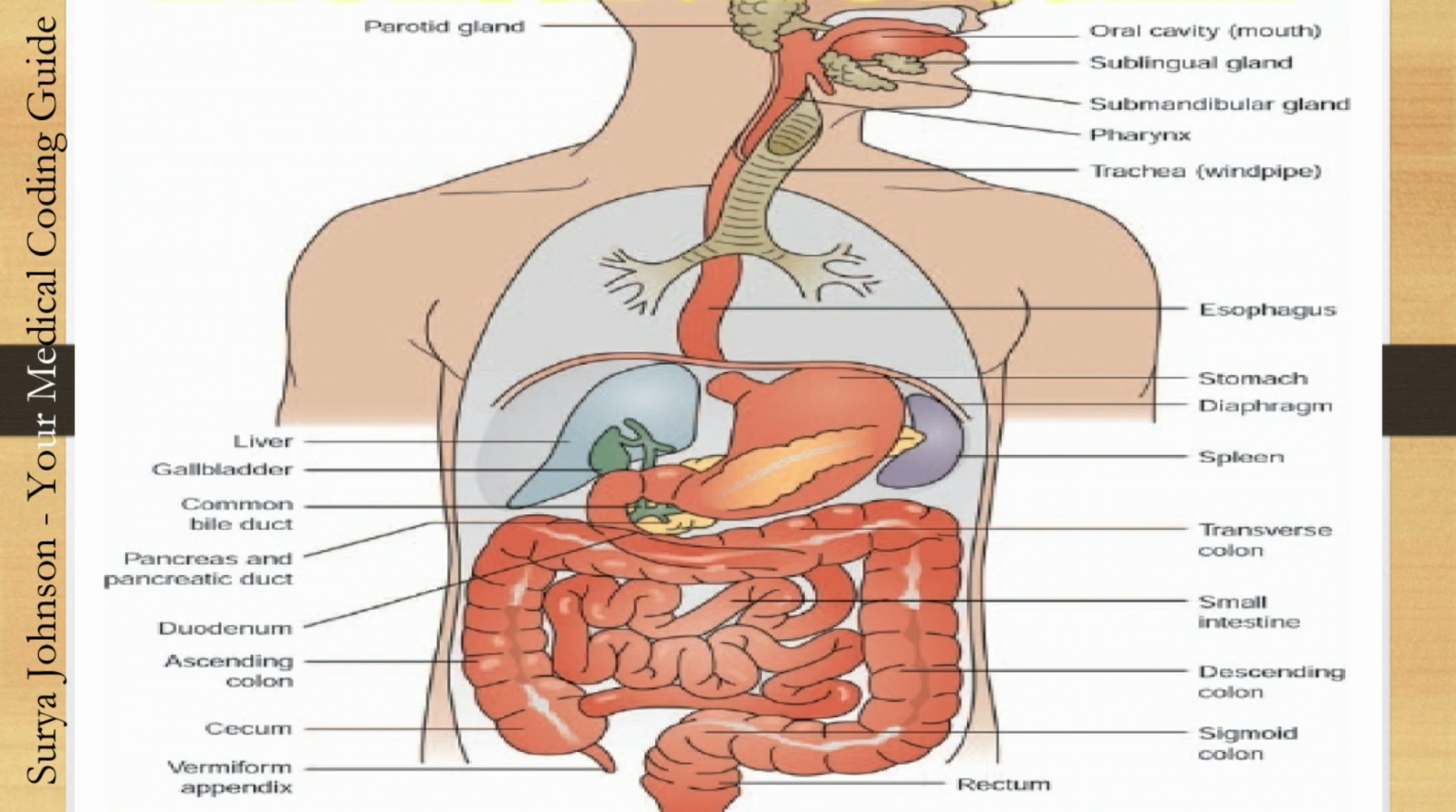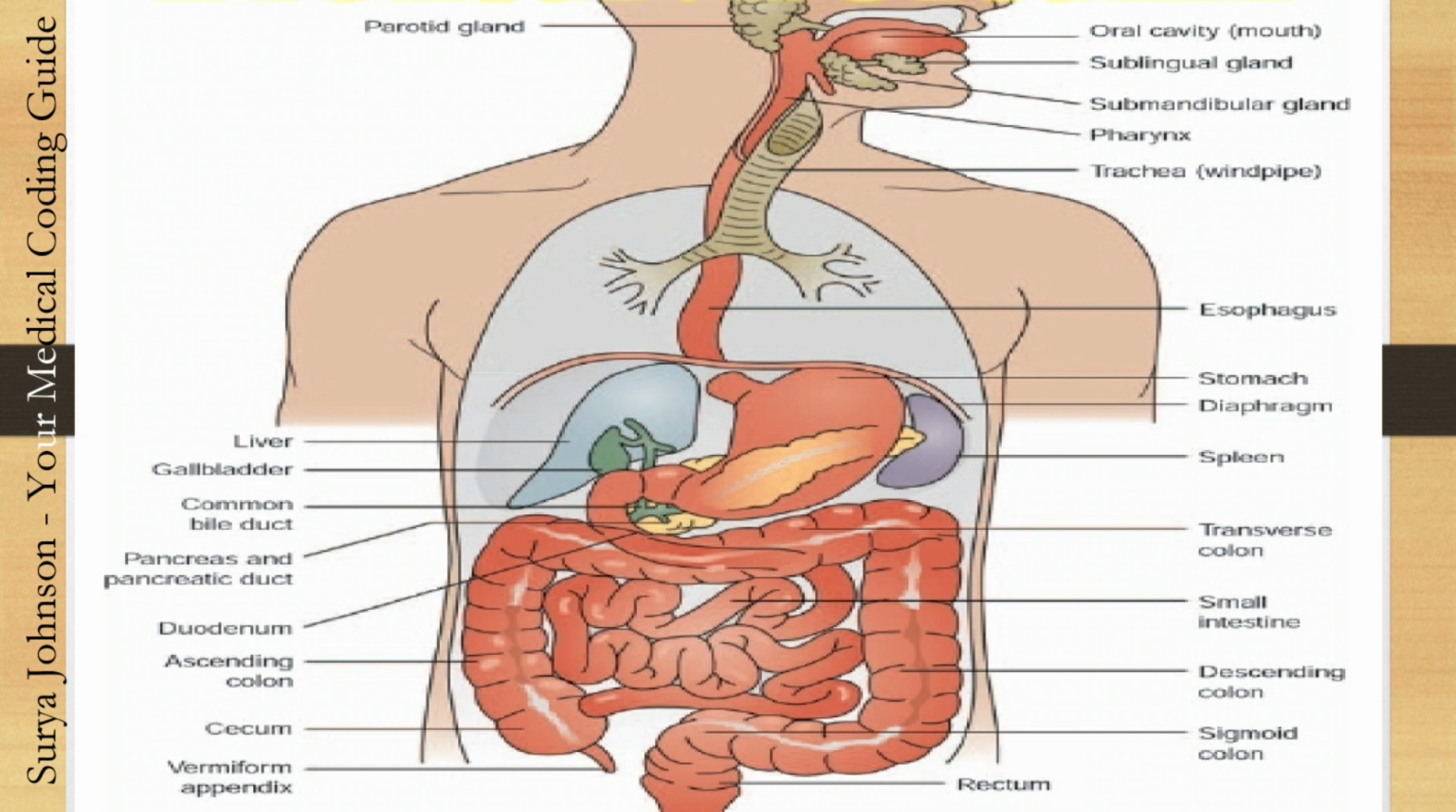Your digestive system starts with the oral cavity, your mouth. Then you have the glands, sublingual glands, submandibular glands. Then it will be the esophagus, that is the food pipe. Then it goes to the stomach. After that, it goes to the small intestine. The small intestine starts from the duodenum, jejunum and then ileum, and then it goes to the large intestine. The large intestine starts with the cecum, ascending colon, transverse colon, descending colon, sigmoid colon, and then to the rectum and finally to the anus.